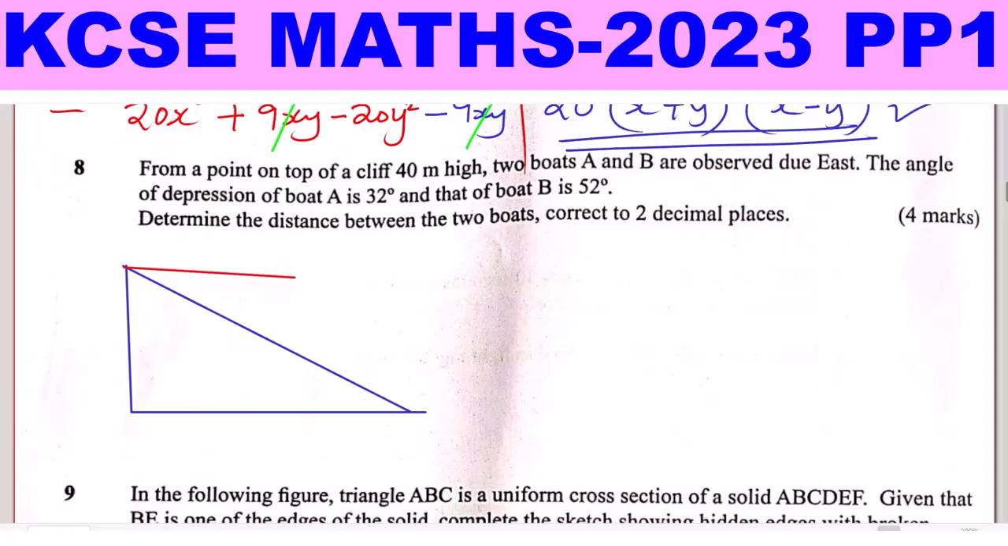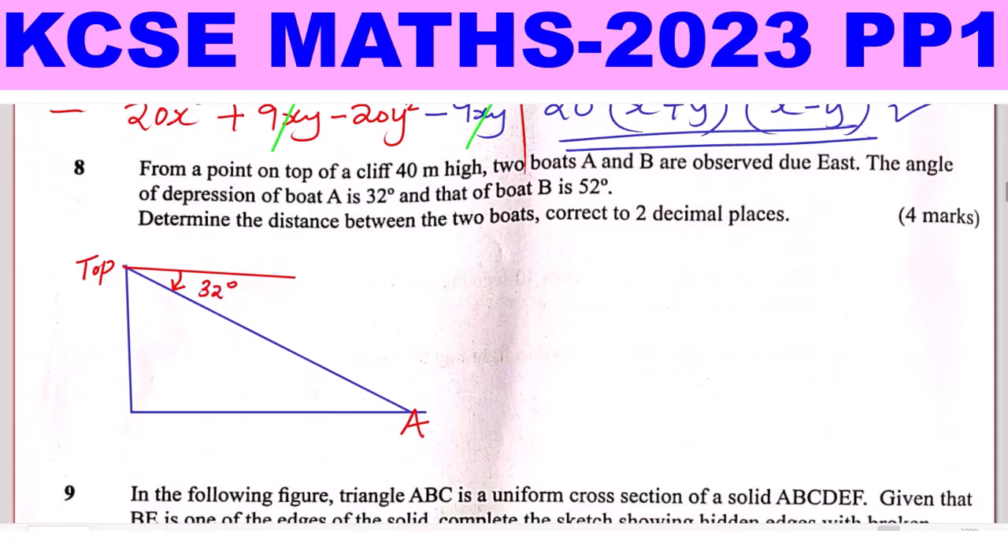So the angle of depression, this is A. This is the top of the cliff. So the angle of depression, we measure it like this. This is the angle. That angle is 32 degrees.